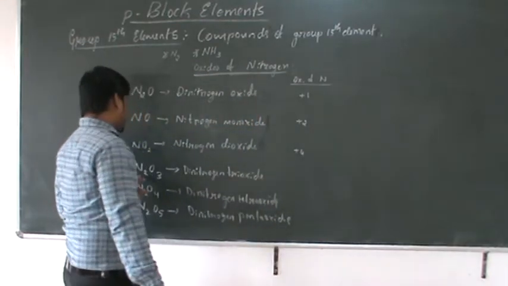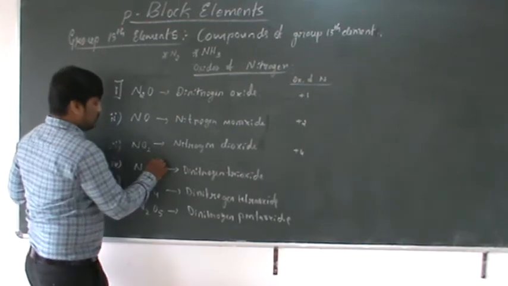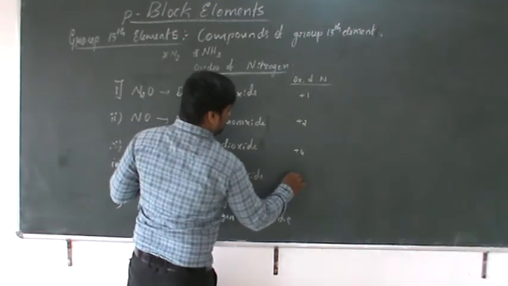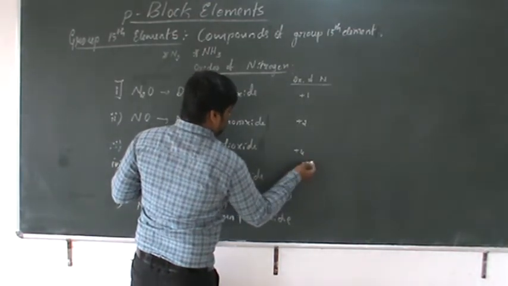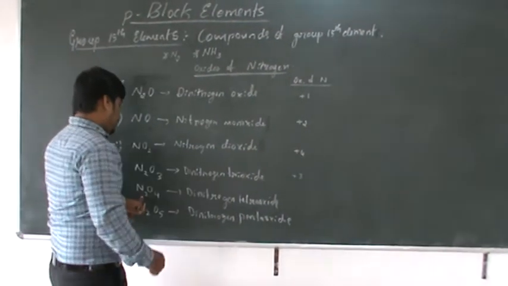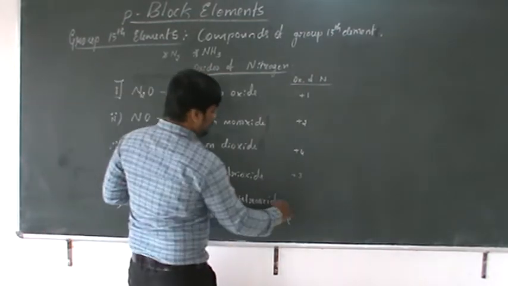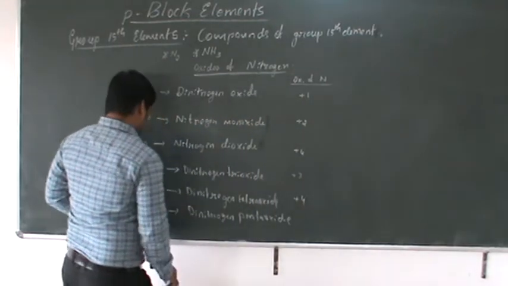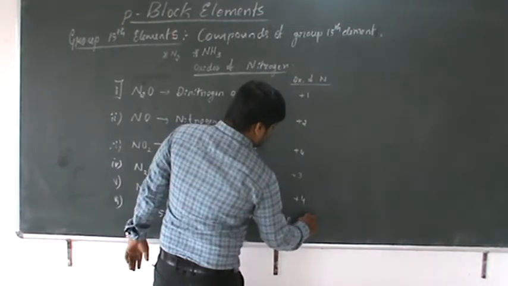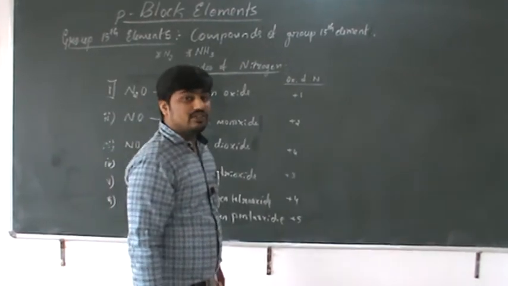Next, in the case of dinitrogen trioxide, what is the oxidation state? -2 into 3 is -6, divided by 2 is -3. Goes to the right side, and it becomes plus 3. Here -2 into 4 is -8, divided by 2, again it is plus 4. Next, -2 into 5 is -10, divided by 2, plus 5. The oxidation state of nitrogen in nitrogen pentoxide is plus 5.